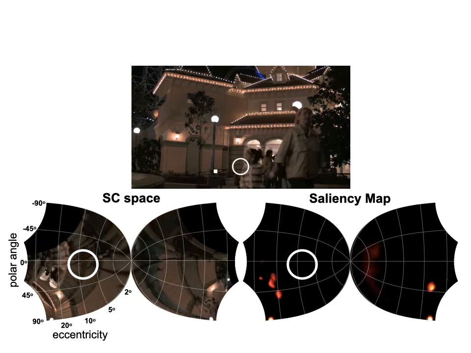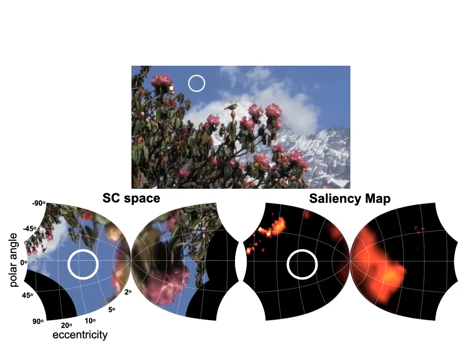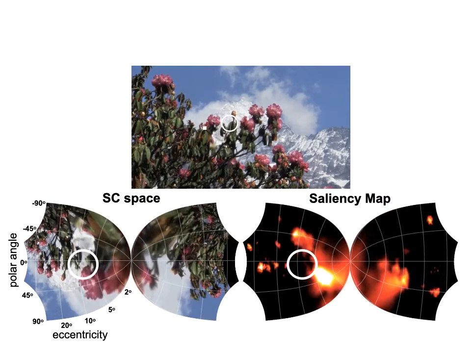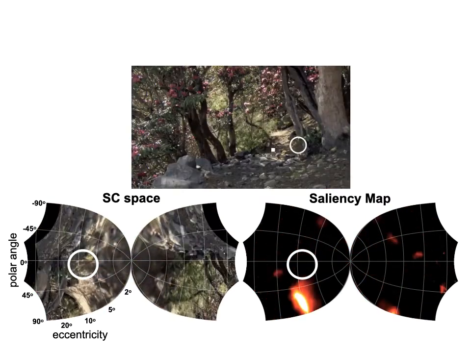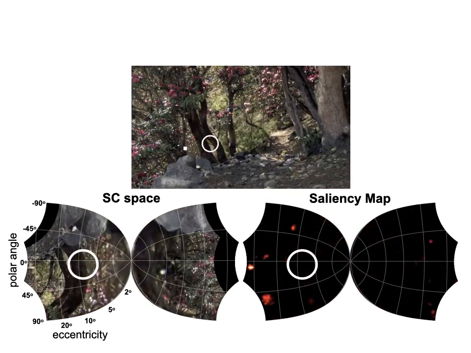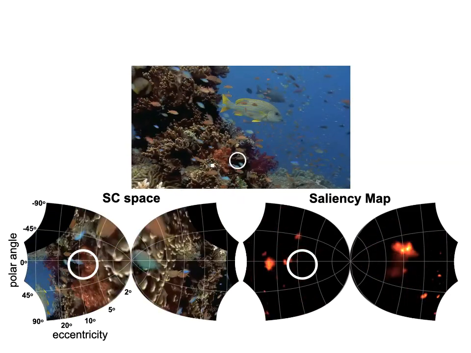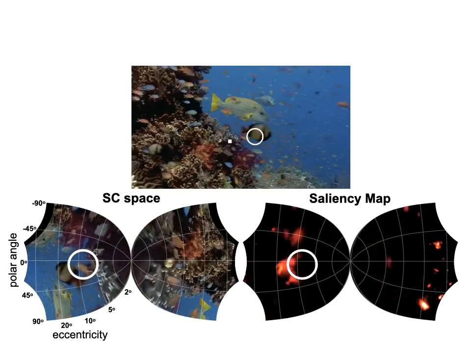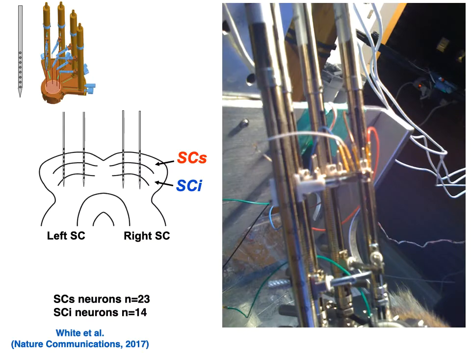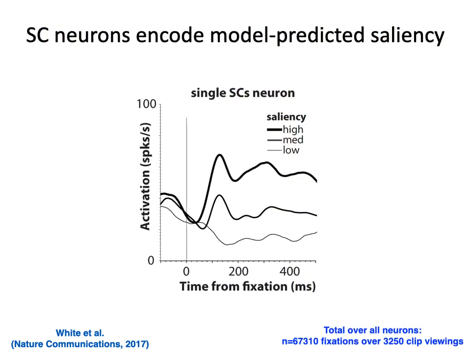So whenever the saliency from the model is high inside the circle that corresponds to the receptive field of the neuron, we are going to test: is the neuron going to fire more strongly at those points in time? So here the electrodes go in the colliculus, and here is the basic result. I'm just going to give you a very brief summary of this for today. The main result is that it worked exactly as expected.